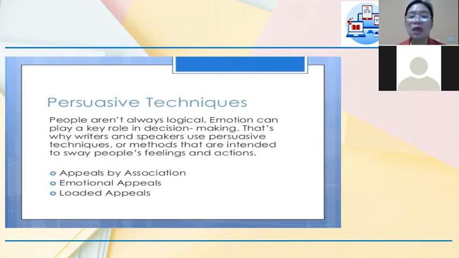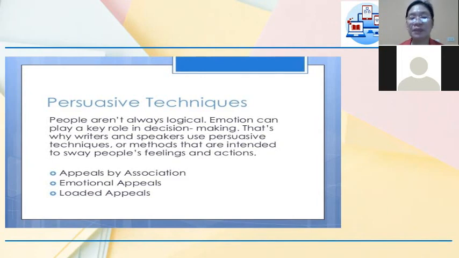Now, in terms of persuasive techniques, people are not always logical. So emotion can play a key role in decision making. That's why writers and speakers use persuasive techniques or methods that are intended to sway people's feelings and actions. And these techniques are appeals by association, emotional appeals, and loaded appeals.